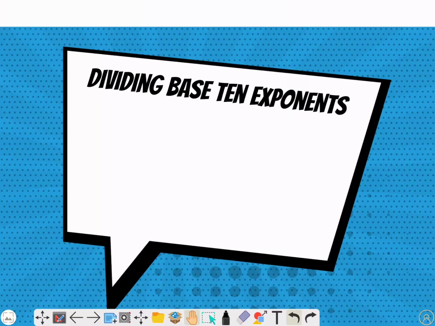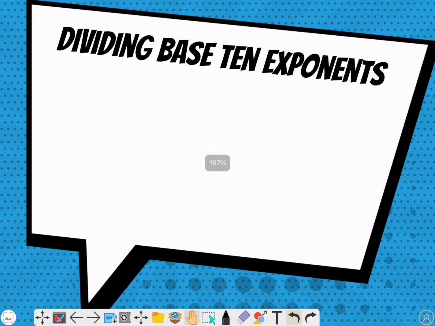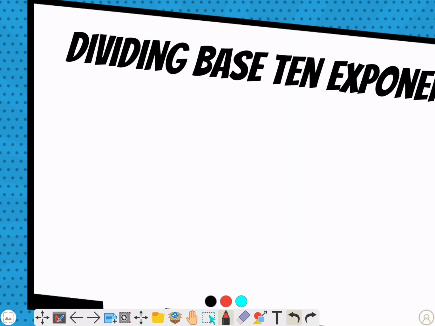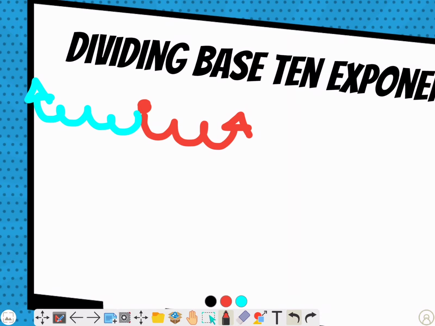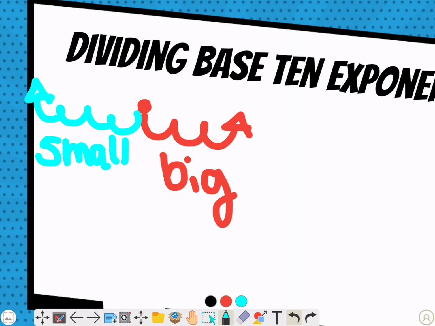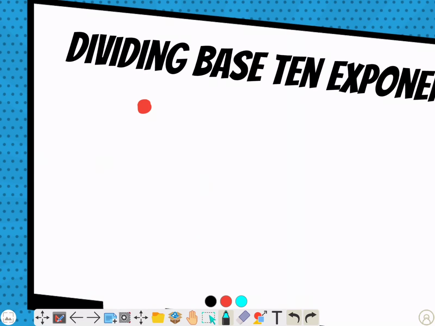Dividing base 10 exponents is similar to multiplying base 10 exponents. No matter which one you're doing, you have a decimal, and you're either jumping it this way or the other way. If you are jumping this way, your numbers are getting bigger, and if you're jumping the decimal this way, your numbers are getting smaller. That usually implies multiplying for a whole number getting bigger, and smaller means dividing. So we're going to talk about what happens whenever you're dividing base 10 exponents.